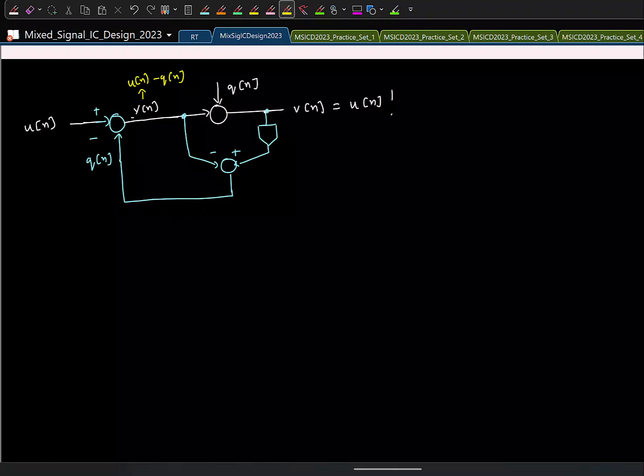Means we cannot start giving Q of n randomly, right? We're not giving it randomly, right? Okay, look at this. What I'm saying is, I have the ADC input, I have the output. So I get the quantization noise and then immediately subtract it from the input and then digitize it.